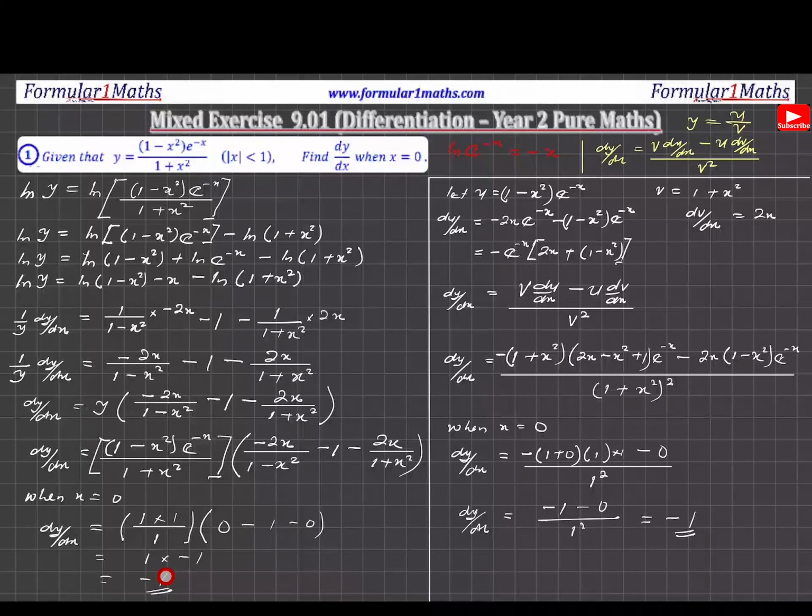Same as what we got over here. So that's question 1, done in 2 different ways. And as you can see, we got the same answer.